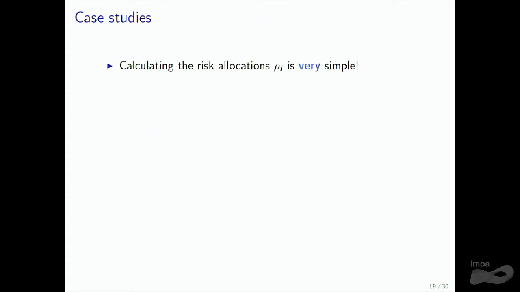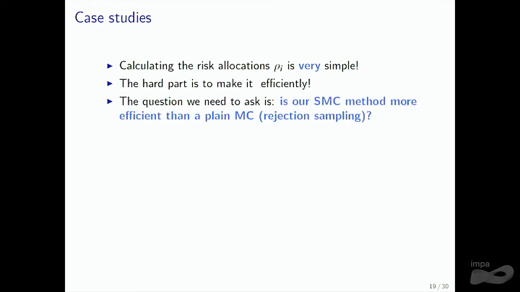And so now the truth. So what is the truth? The truth is that calculating this risk contribution is very, very simple. You can easily write a simple line of code that will sample lots of z's, conditional on the parameter, you do all your tricks, and then you throw away 99% of your sample. So this is very easy to do, but it's very inefficient. So the hard part of this is to make it efficient, and that's what the whole talk is about, right?